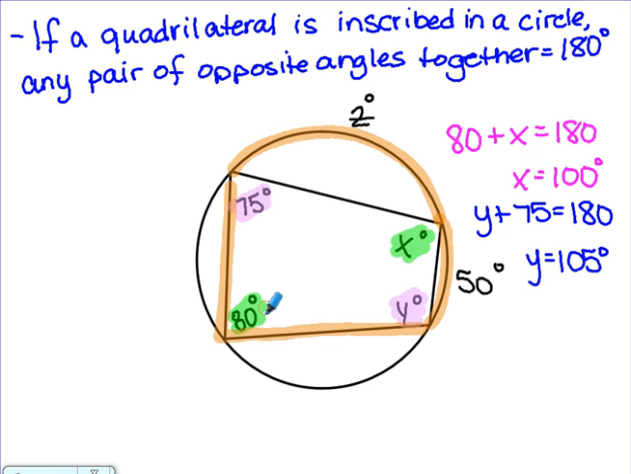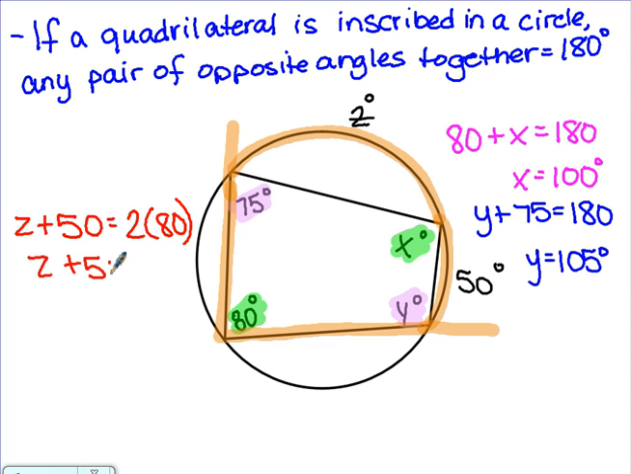Well, this whole arc is z and 50. So we can make an equation from this: z plus 50 is going to be equal to twice the angle, or 2 times 80. 2 times 80 is 160. We subtract 50 to get that z is equal to 110 degrees. That's based on previous information that angles inscribed in a circle open up to their arcs.